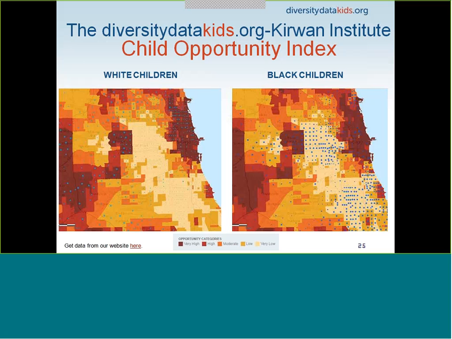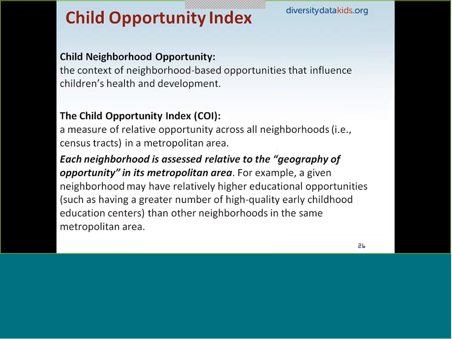So the Child Opportunity Index was developed by Diversity Data Kids in collaboration with the Kirwan Institute, and these are just giving you a little visual on some of the mapping possibilities that there are using the index. So what is child neighborhood opportunities? We look at that as the context of neighborhood-based opportunities that influence children's health and development. The Child Opportunity Index itself is a measure of relative opportunity across all neighborhoods, for example, here census tracts in a metropolitan area. Each neighborhood is assessed relative to the geography of opportunity in its metropolitan area.